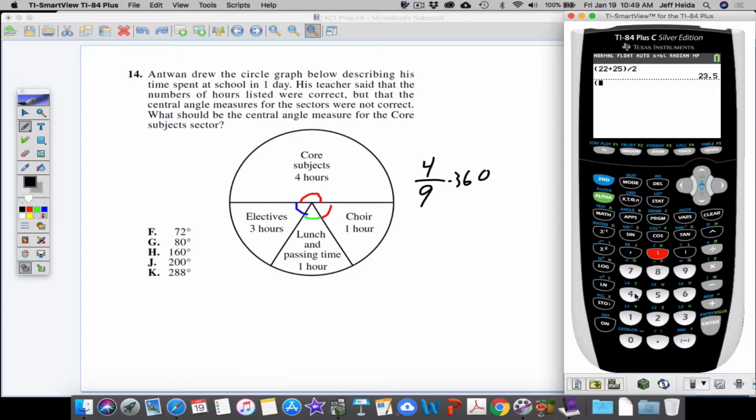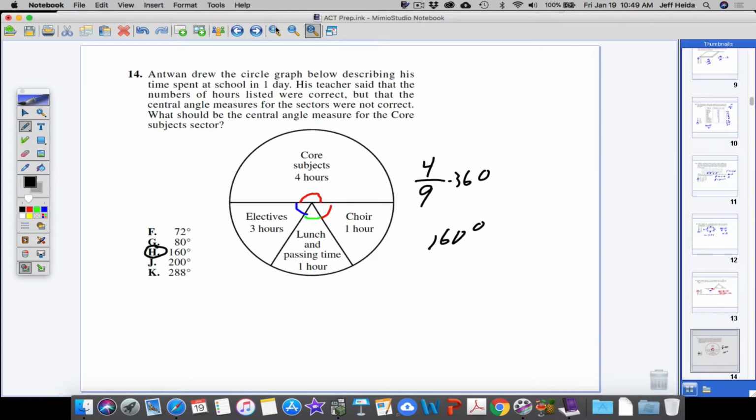So 4 divided by 9 times 360 is 160 degrees, which happens to be an answer. So that's awesome. And it would make sense. Halfway around is 180. 4/9 is less than half, so the angle has to be a little bit smaller. So that's just kind of a way to look at it to see, did I get something that even looks right?